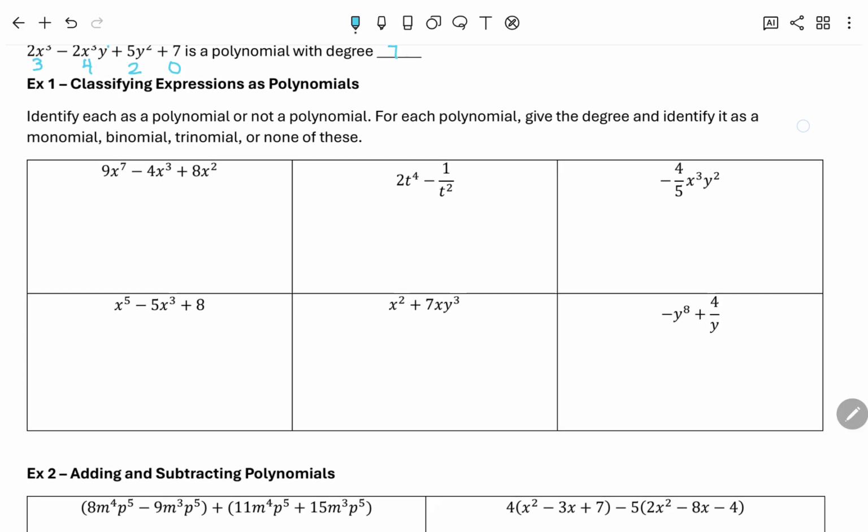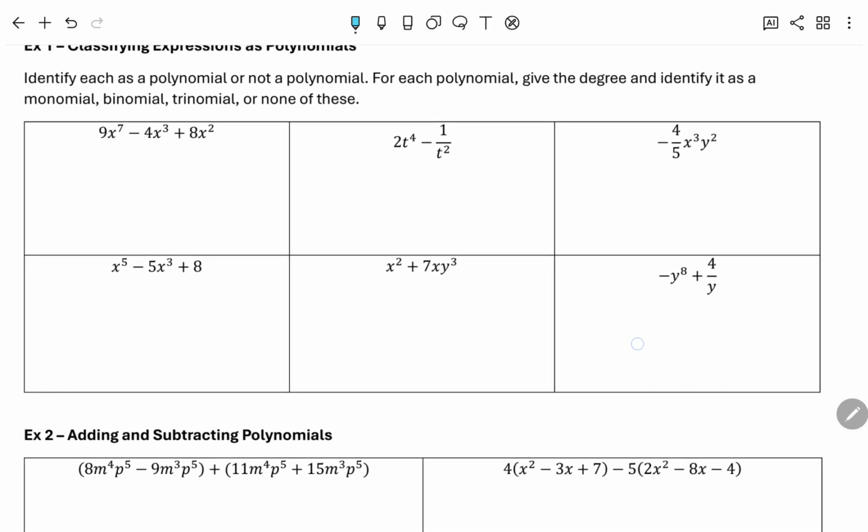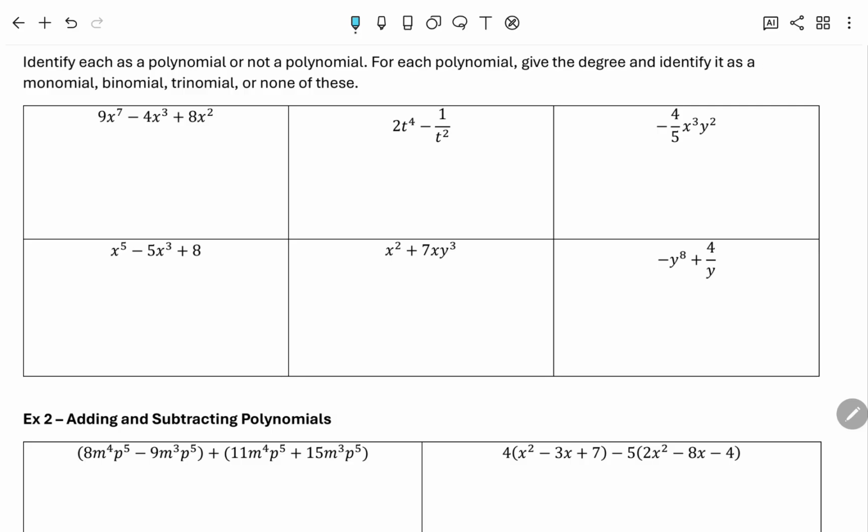All right. Example 1, identify each as a polynomial or not a polynomial. Then, if it is a polynomial, tell me the degree, and is it a monomial, binomial, trinomial, or none of these? So the first one, I'm taking a look to decide first, is it a polynomial or not? And that takes us back up to here. A polynomial is a term or a finite sum of terms with only whole number exponents on the variables. So I'm looking at the exponents that are found on these variables. They're all whole numbers. And so, yes, this is a polynomial. Specifically, what kind? Well, I see 3 terms, so it's a trinomial.